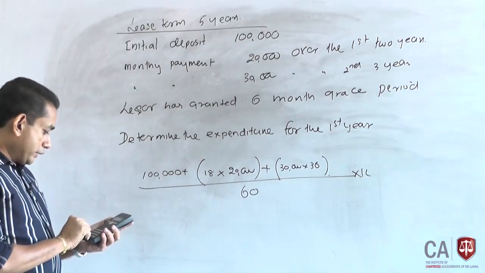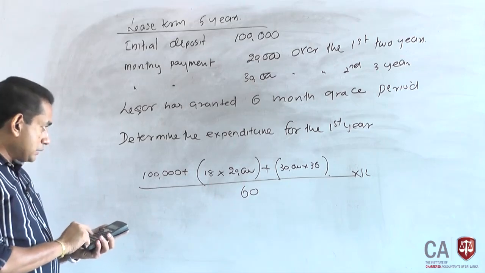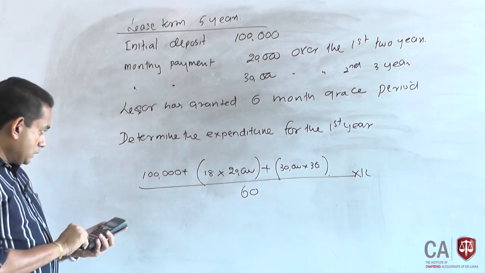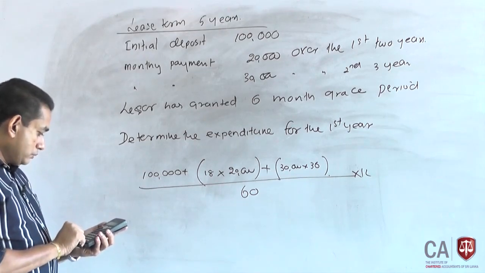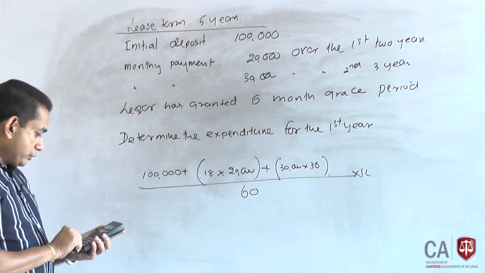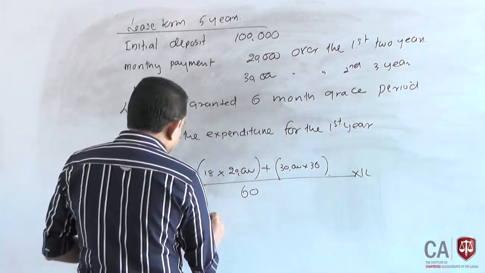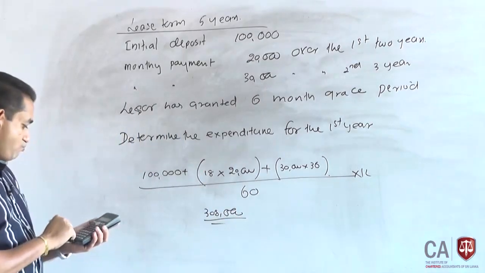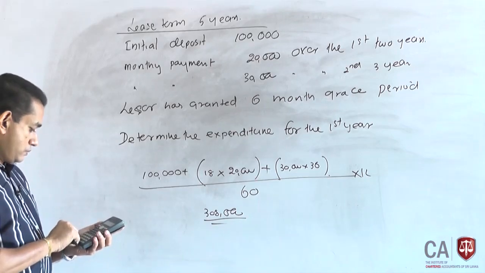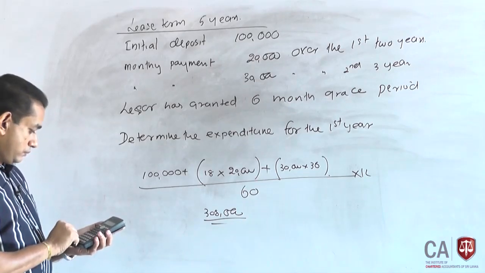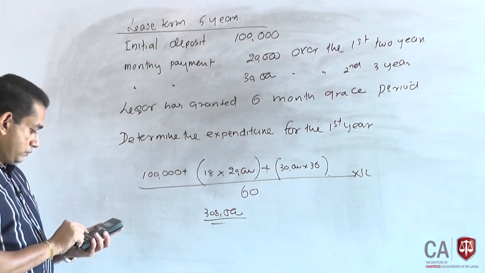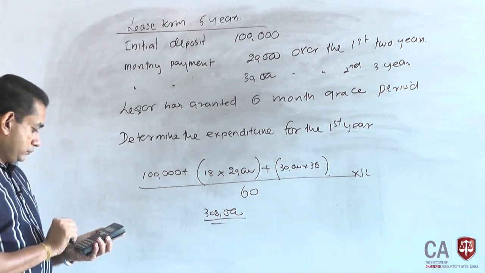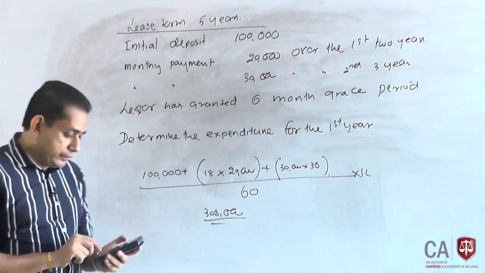So, 20,000 into 18 plus 30,000 into 36 plus 100,000, divided by 12 into 6. So, the rentals to be expensed in the first year should be 308,000.